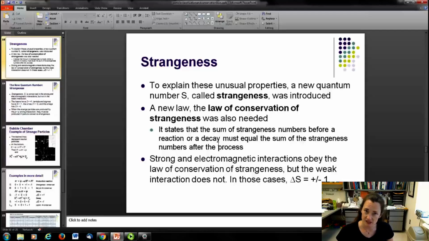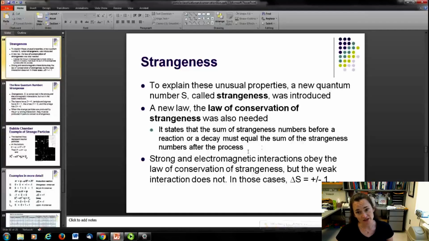Now, if you've been paying attention in Modern 1 and Modern 2, you might be thinking that strangeness has been conserved all along, that strangeness was in fact created in Modern 1 and just continues through to now. But that's not the kind of strangeness we're talking about here. Basically, the law of conservation of strangeness states that the sum of the strangeness numbers before a reaction or a decay has to equal the sum of the strangeness numbers after the process.